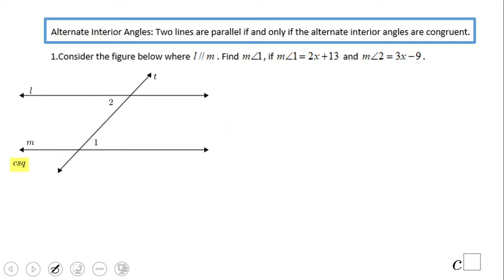In this video clip, we're going to talk about angles formed by two parallel lines cut by a transversal. In this problem, we're going to talk about alternate interior angles. If two lines are parallel, if and only if the alternate interior angles are congruent. So that brings us to the measure of angle 1 equals the measure of angle 2.